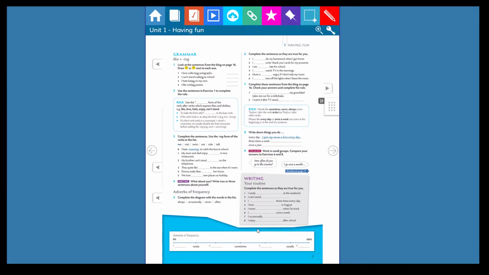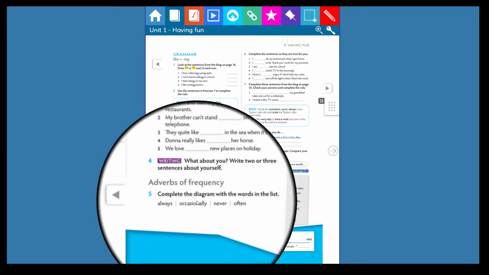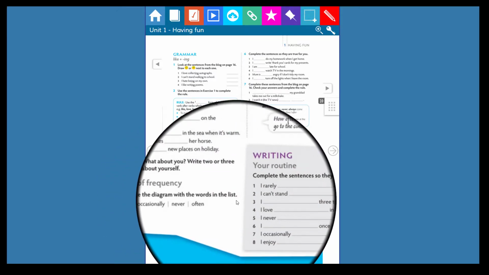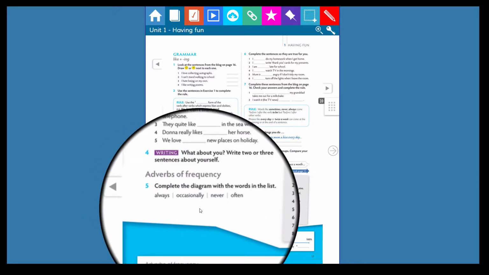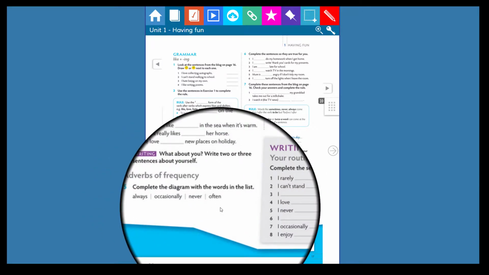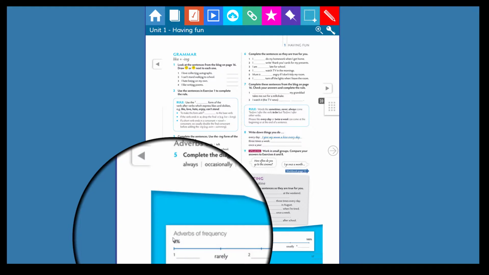Okay, let's talk about adverbs of frequency now. And we're going to do activity number 5. Complete the diagram with the words in the list. Okay, and the words are always, occasionally, never, and often. So you have to complete this diagram with the correct frequency adverb. Let's do it together. Number 0. What do you think? Number 1.